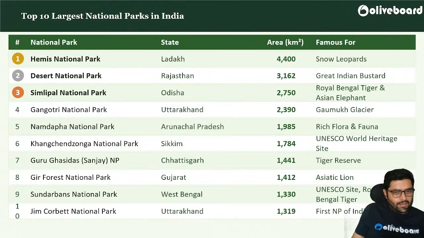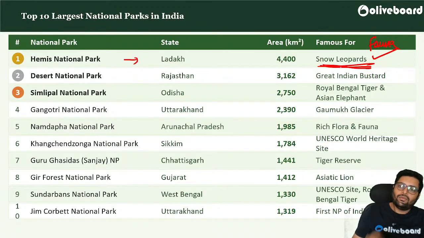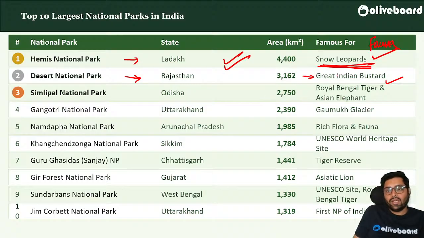Then we have some famous national parks. Top 10 I have brought for you. Largest is Hemis National Park. It is famous for snow leopards, so you should know this fauna. The question will come, which among the following national parks is famous for snow leopards? Then second largest, we have Desert National Park in Rajasthan. It is famous for the Great Indian Bustard. Very important. So some of them you can just associate with the name.